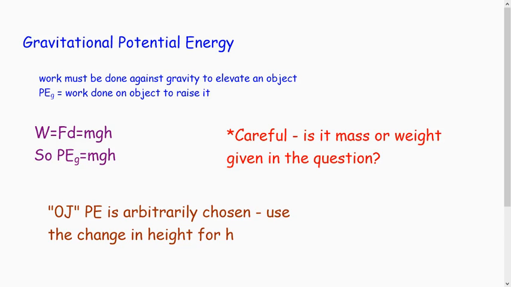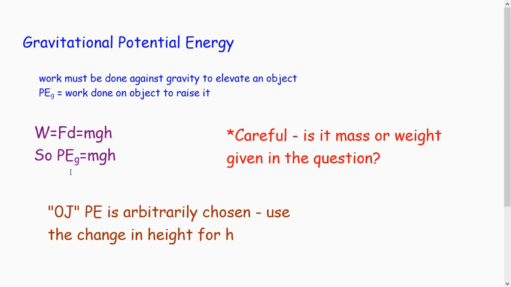Work must be done against gravity to elevate an object. So the potential energy due to gravity is the work done on an object to raise it. If you remember, work is equal to force times distance, and the force for lifting an object is its weight, which is mass times the acceleration due to gravity times the height. And since the potential energy due to gravity is the work done to raise it, potential energy due to gravity is also mass times the acceleration due to gravity times the height.